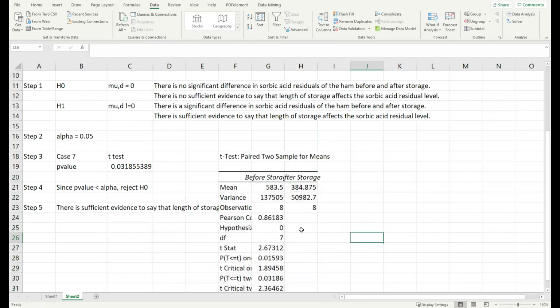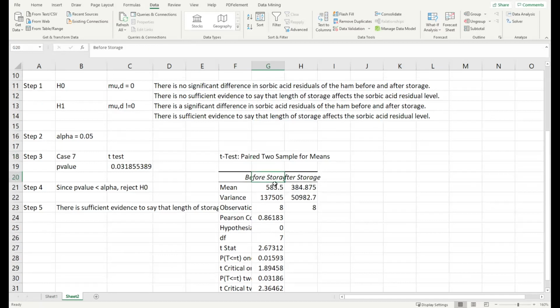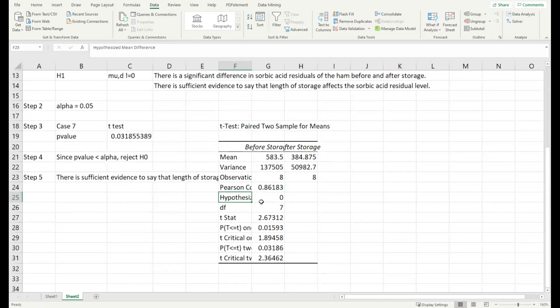Tapos, maglalagay siya ng results, no? So, this is the results of the t-test. So, meron siya nakalagay na ito before storage. So, this is 583 daw mean, 3 to 4. Variance, ito, observations is number 8. Ito, Pearson correlation coefficient, 0.86. Hypothesized difference is 0. Degrees of freedom, 7.